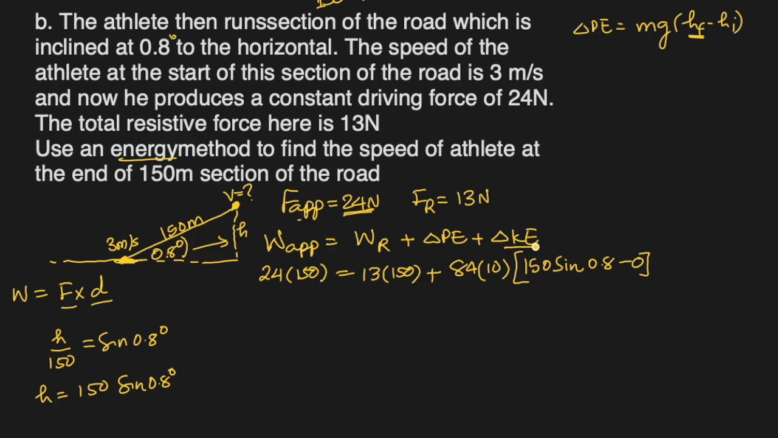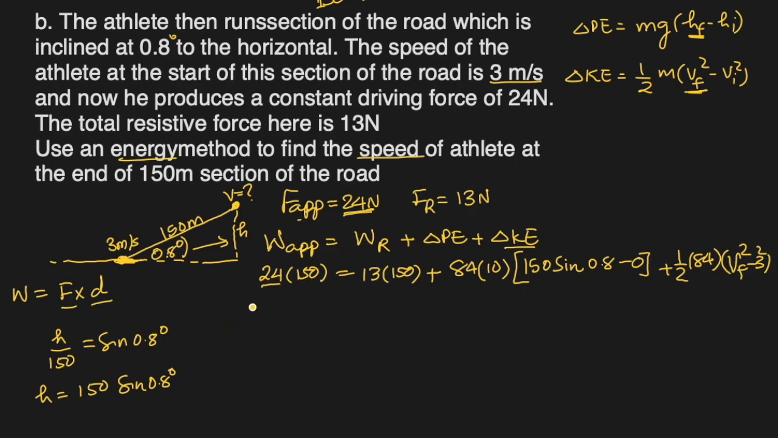Now we have to talk about delta KE, the difference in kinetic energy. So it will be half mass times final velocity squared minus initial velocity squared. So half mass is 84. They are asking at the end of the 150 meter section, what is the speed? That means Vf is being asked. Vf squared minus, and initially it was 3 meters per second at the start of this section, so 3 squared. Everything is with us except for Vf, that we can find now.